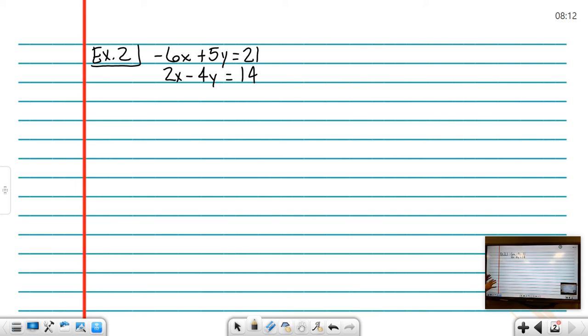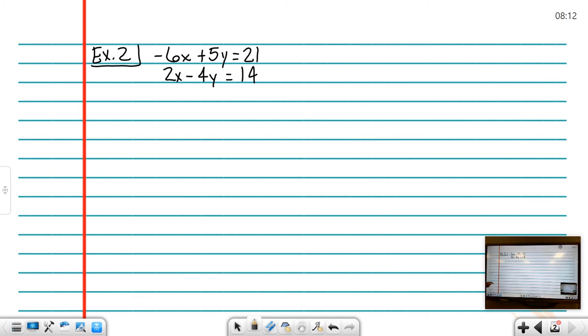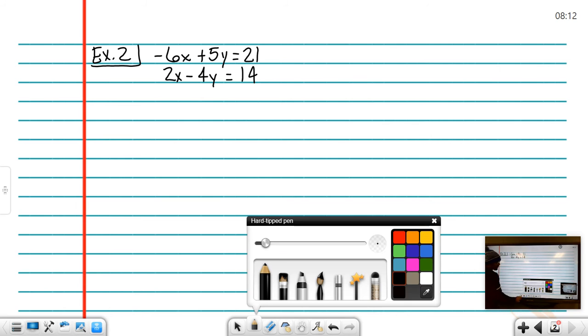So if we remember the last step from the last example, we said look for opposites with x or y. If not, multiply to create opposites. Look at x and y, okay? -6 and 2, these are not opposites. 5 and 4, these are not opposites. Now we have to create opposites, okay?